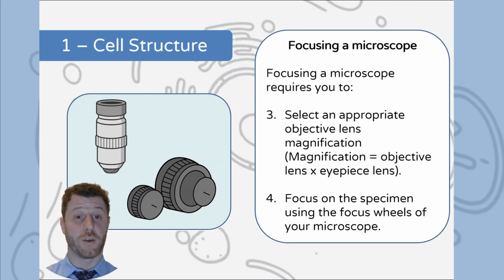The reason you're turning those focusing wheels is you're effectively moving your specimen up and down to make sure you're in the right frame for the magnification to take place. So how do we do that exactly?